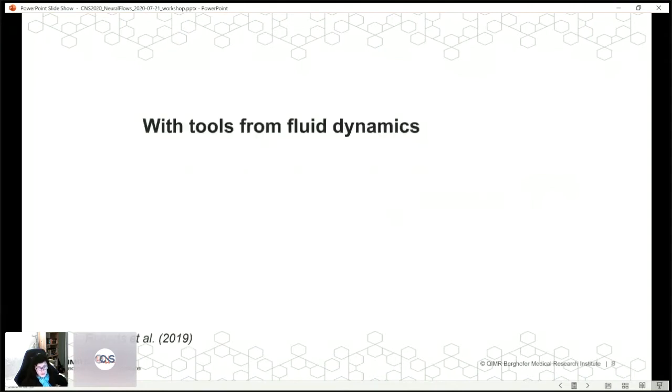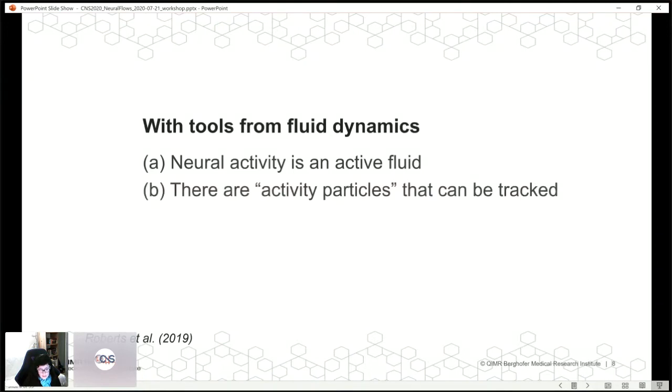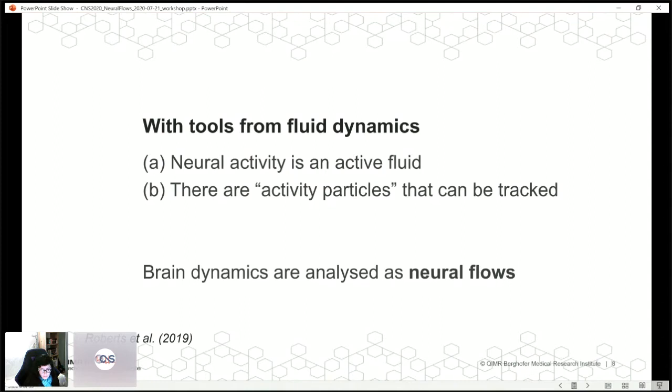Well, our choice was to borrow tools from fluid dynamics, in particular because we wanted to find a way where we can understand activity as a function of both space and time. And that naturally leads to the physical concept of flow or velocity. So we will go with that. First, we assume that neural activity is an active fluid. And second, we assume that there are activity particles that can be tracked. So brain dynamics are now analyzed as neural flows.